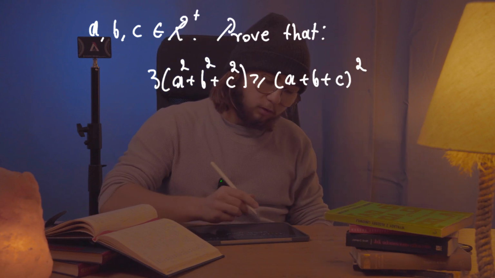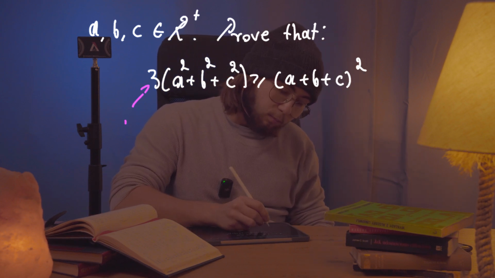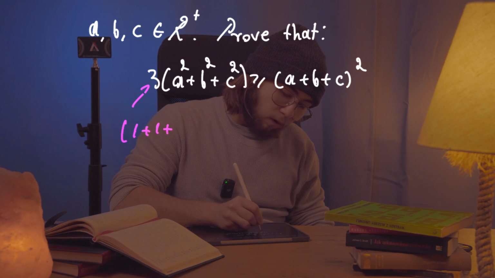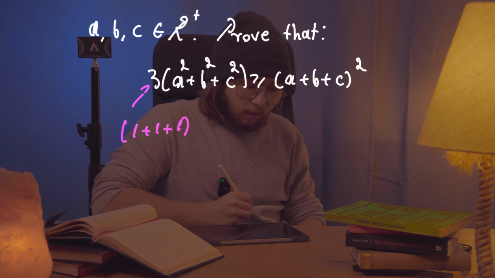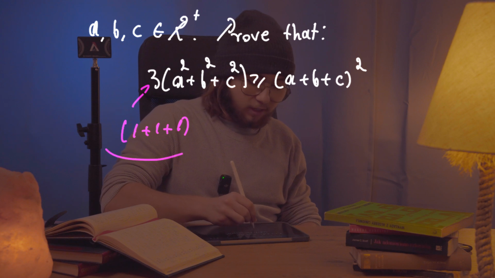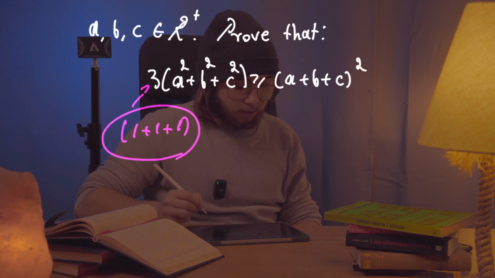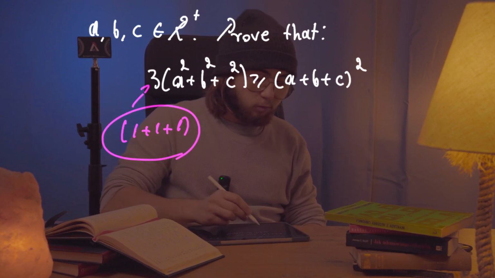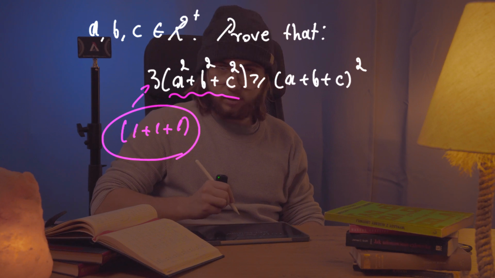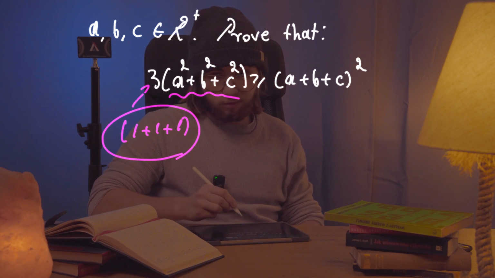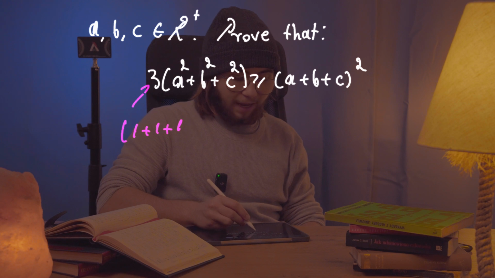Well, the nice thing would be to interpret this 3 right over there as 1 plus 1 plus 1. Well, why is it so? Because this is a parenthesized sum of 3 things, just as well as this a squared plus b squared plus c squared. So maybe some Cauchy-Schwarz would go in handy right here.